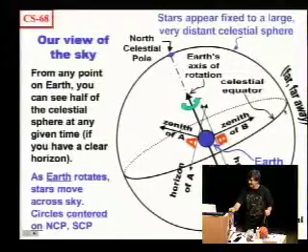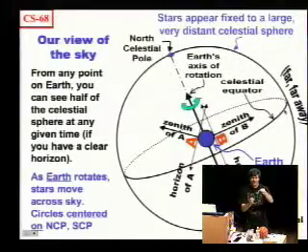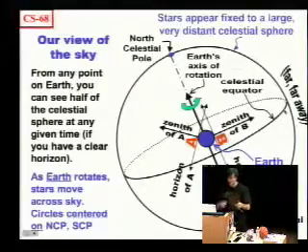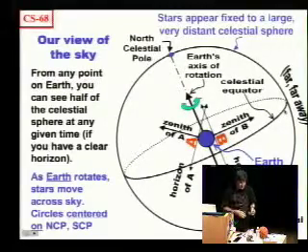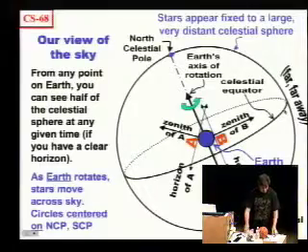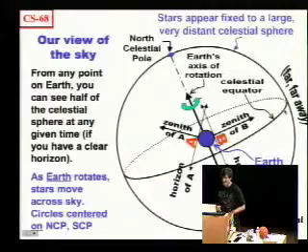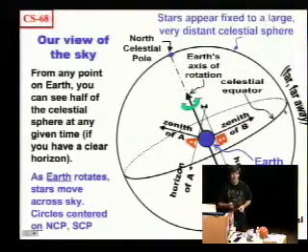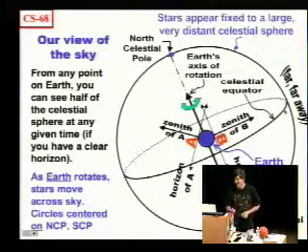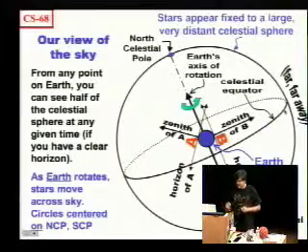And as the Earth rotates, the celestial sphere rotates, and so stars appear to go around in circles around either the North Celestial Pole, if that's the one that you see above your horizon, or the South Celestial Pole, if you happen to be in the Southern Hemisphere. I'll show examples of that in a minute.